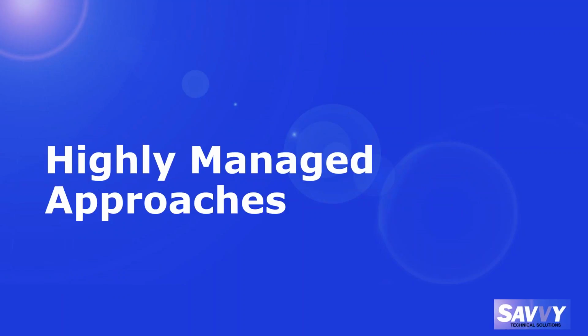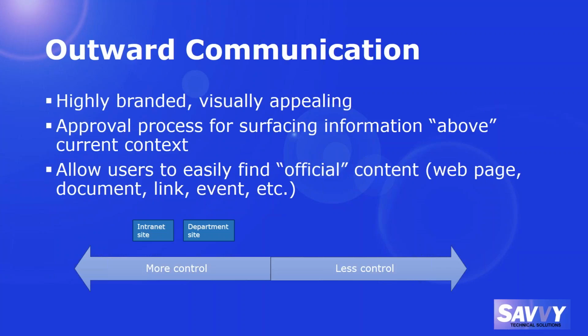So let's talk about highly managed approaches. Highly managed approaches, like we say, are typically when we talk about outward communication. These are scenarios where, because we care about the perception of the information being communicated, typically these kinds of sites are going to be highly branded. We want them to be visually appealing. We want to have an approval process so that the wrong information isn't published.